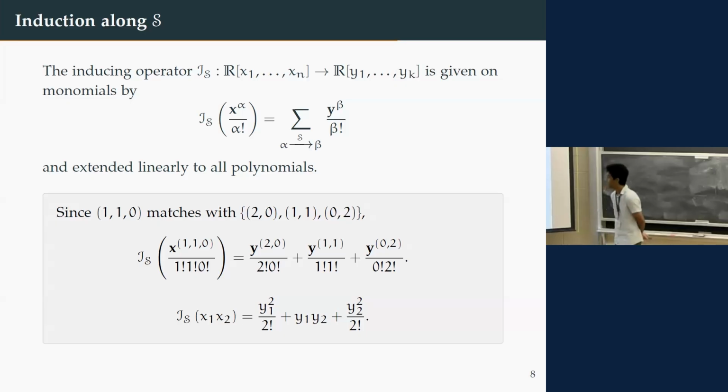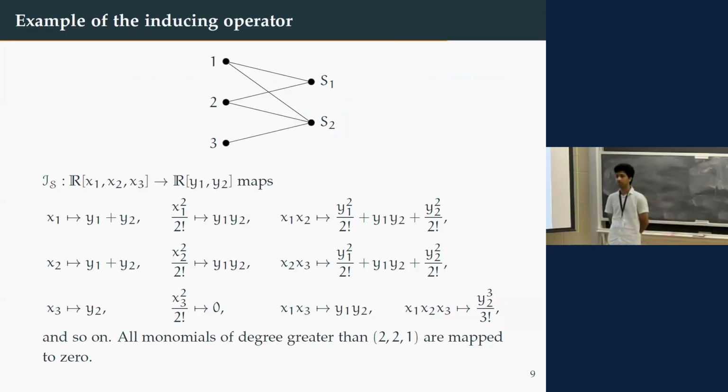Okay. Now, since this was a fairly small example, I decided to compute the images of all the monomials that map to non-zero value, right? And one thing we can quickly check from the definition is that all monomials that have multi-degree greater than (2, 1) for this are automatically mapped to 0.